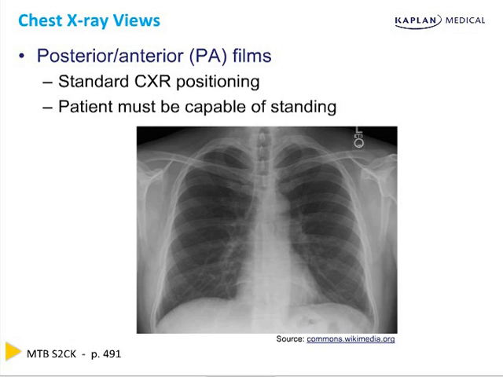This view provides the best visualization of the lung fields, heart borders, and the diaphragm. Unfortunately, it requires a patient to be mobile because the source of the X-ray beam must be placed behind the patient. Thus, it is a poor option for bedridden patients.